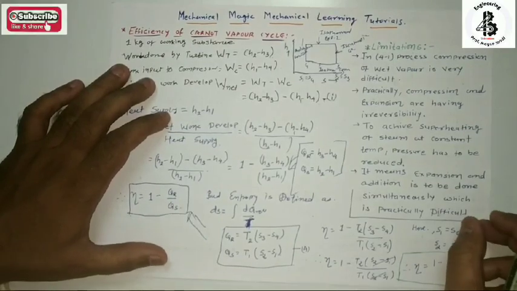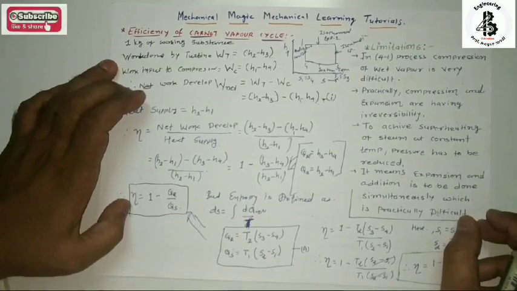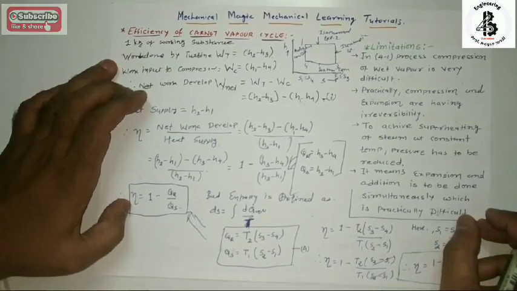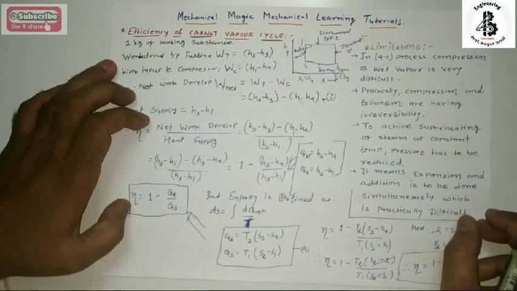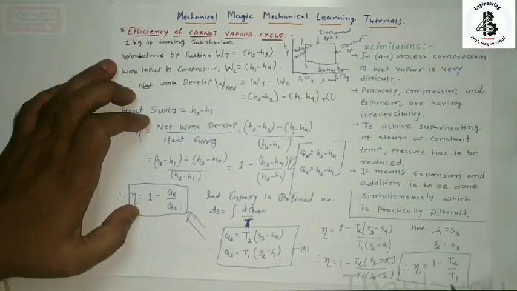So these all are regarding the Carnot cycle, the efficiency of the Carnot cycle, the PV diagram, the line diagram and the HS diagram. And the equation is 1 minus T2 upon T1.